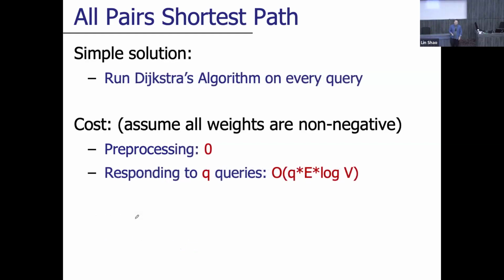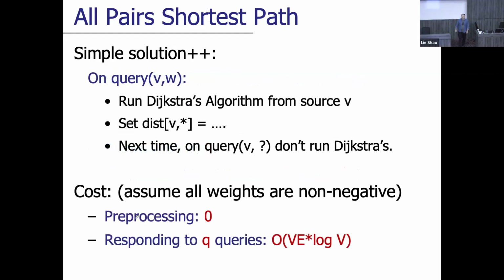If you encounter this problem, you have probably already come up with a simple solution. Since we just need to find the shortest path, why not just run Dijkstra's algorithm on each query? Assuming all the weights are non-negative, the preprocessing time will be 0 since there is no preprocessing. And the time to finish Q queries would be the order of Q times E times log V. You probably already consider, can we do much better?